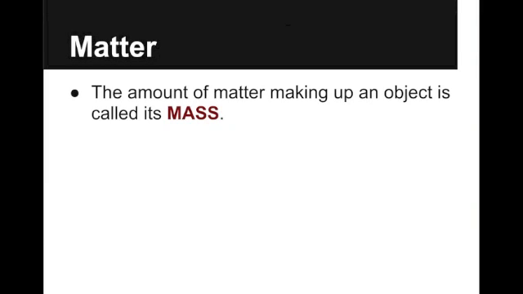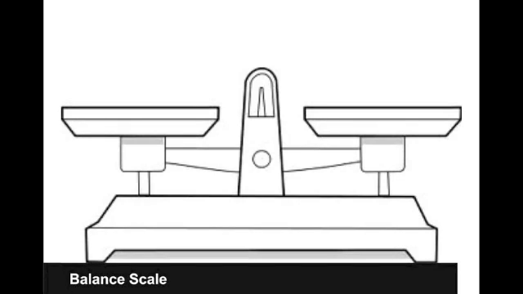Now, matter, part of its definition is that it has mass. And mass is the amount of actual matter making up an object. And we think about it sort of in terms of weight, but it's not the same. We'll talk about the difference between those later. But it's the amount of matter that makes up an object. We use a specific tool to measure mass. It's called a balance scale. We've seen these before. This is a pan balance scale.